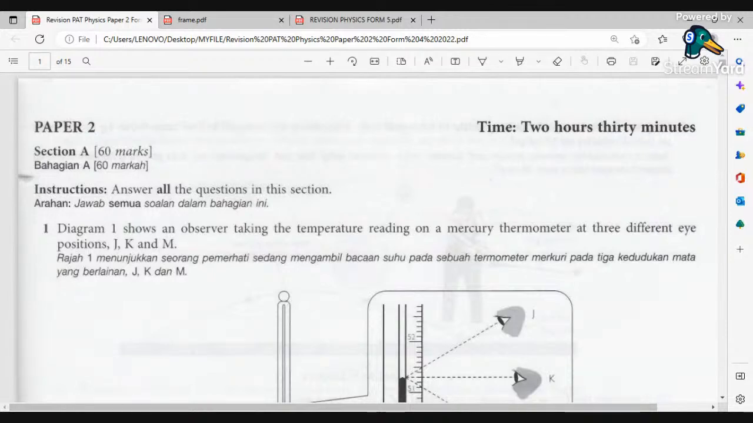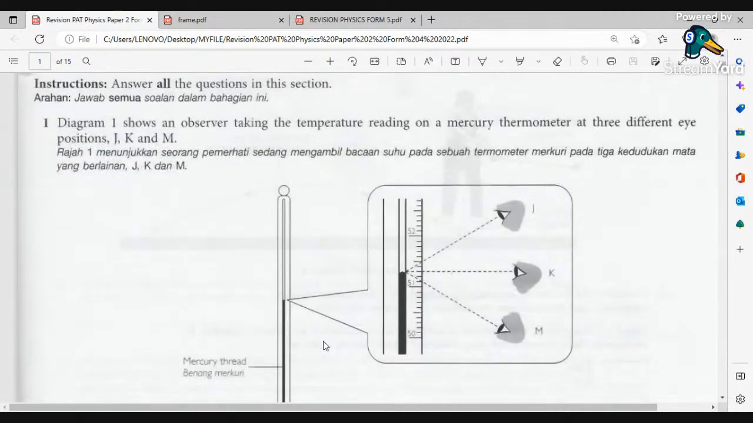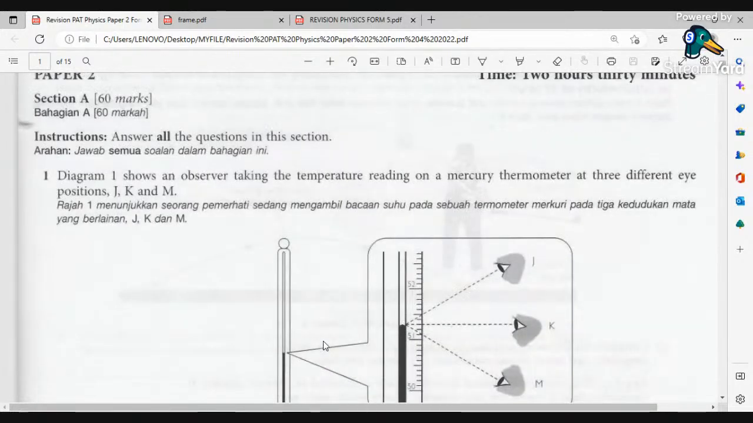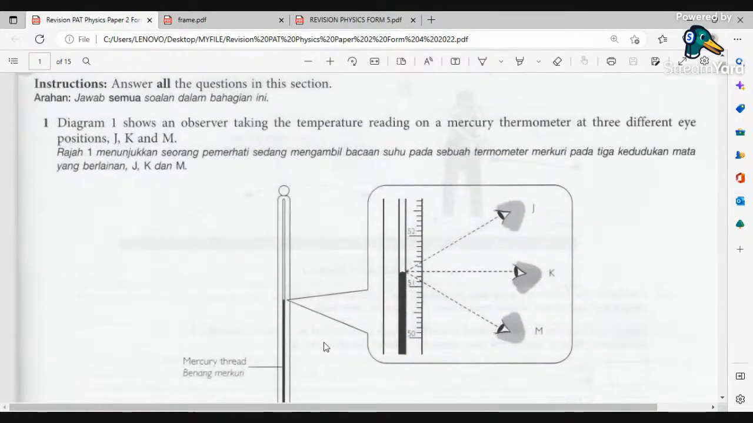For Section A, there are 8 questions, 60 marks. You need to answer all the questions in this section. Okay, look at number 1. Normally when you answer questions in Section A, once you look at the diagram, try to jot down any idea or related topic.